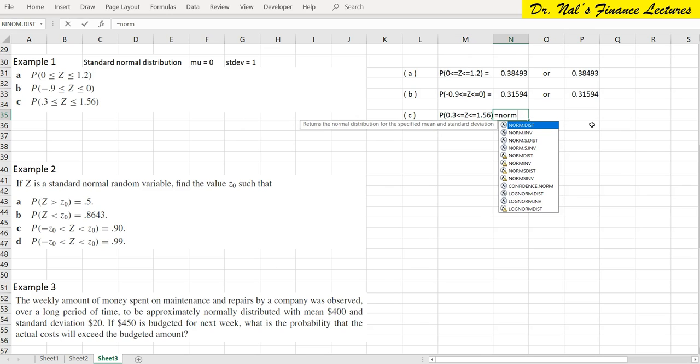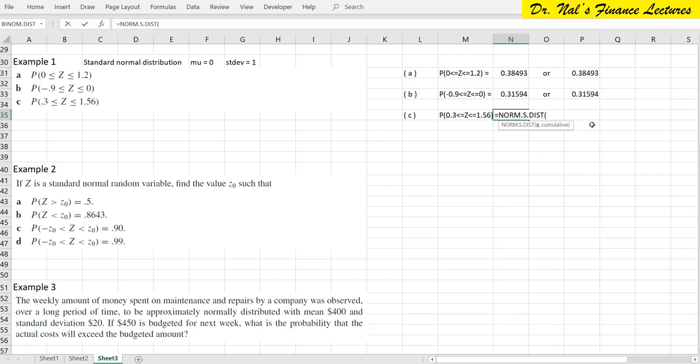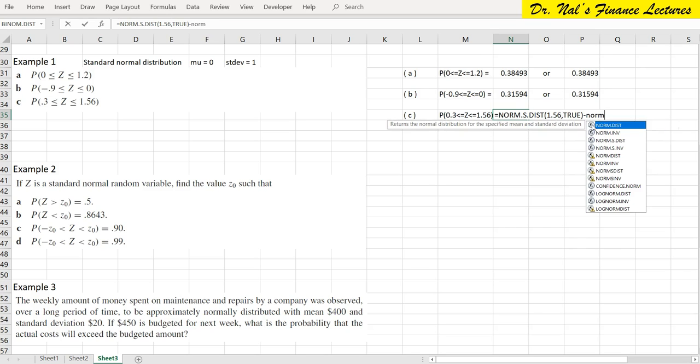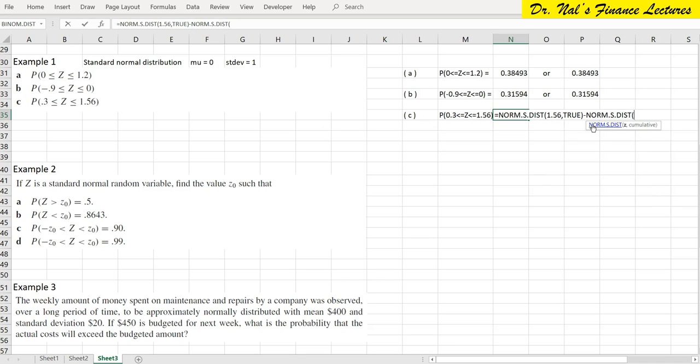Equal to NORM.S.DIST. The Z is the area to the left of 1.56, true, because we want cumulative, minus the area to the left of 0.3, true. That's the answer.